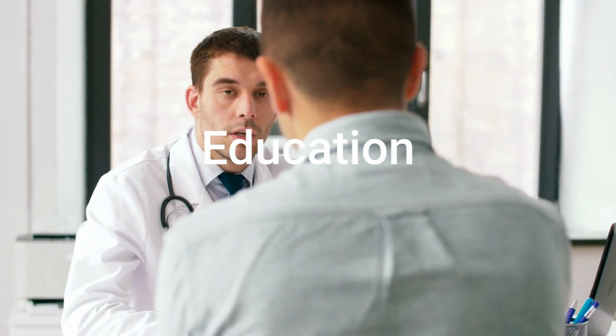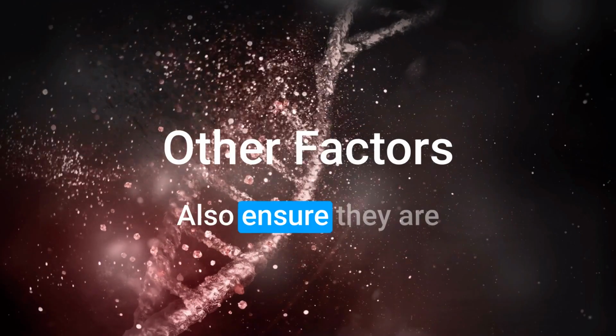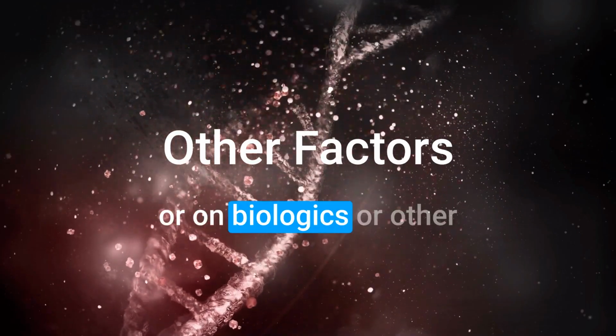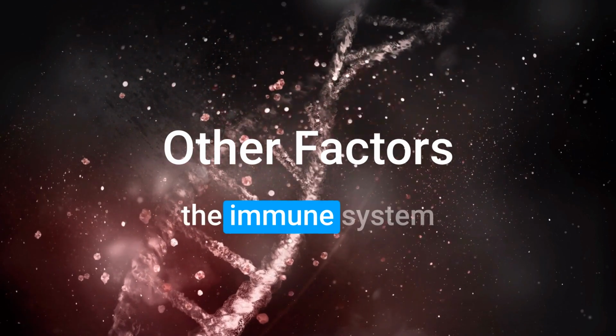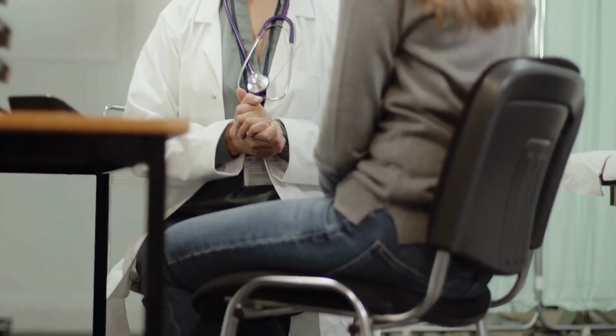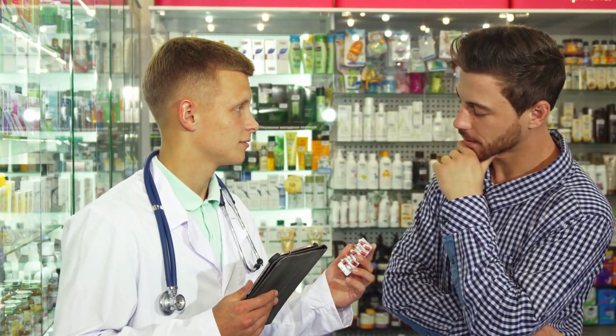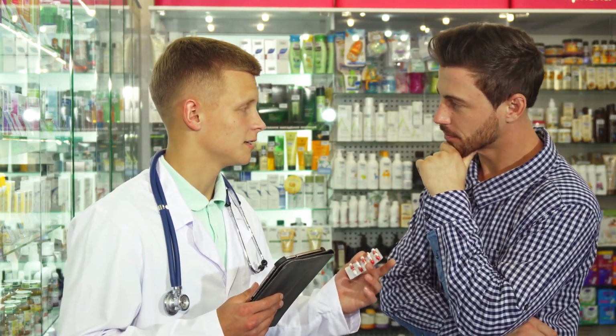Also ensure you are taking their medical history into consideration, as conditions like diabetes will change the agent of choice. Also ensure they are not immunosuppressed or on biologics or other agents that suppress the immune system like tacrolimus. Make sure they understand the importance of taking the full course of antibiotics, even if they feel better. Skipping doses or stopping early can lead to antibiotic resistance.